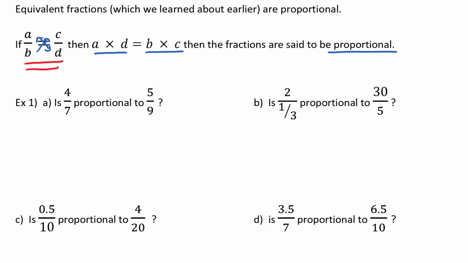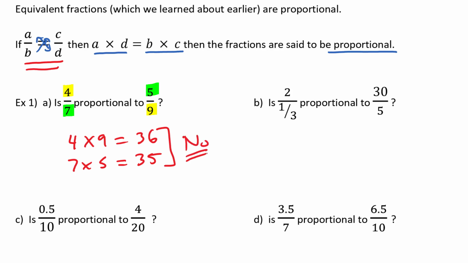Is 4 over 7 proportional to 5 over 9? So let's cross multiply. We'll multiply the 4 and the 9. We'll multiply the 7 and the 5 and see what we get. 4 times 9 is 36, and 7 times 5 is 35. So they are close, but they are not equal. They are not proportional. Let's try the next one now.